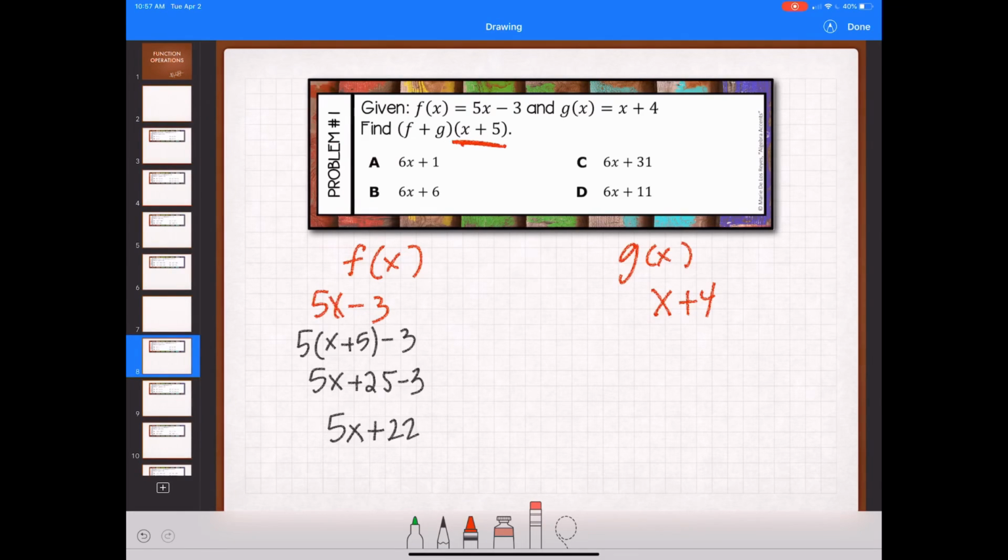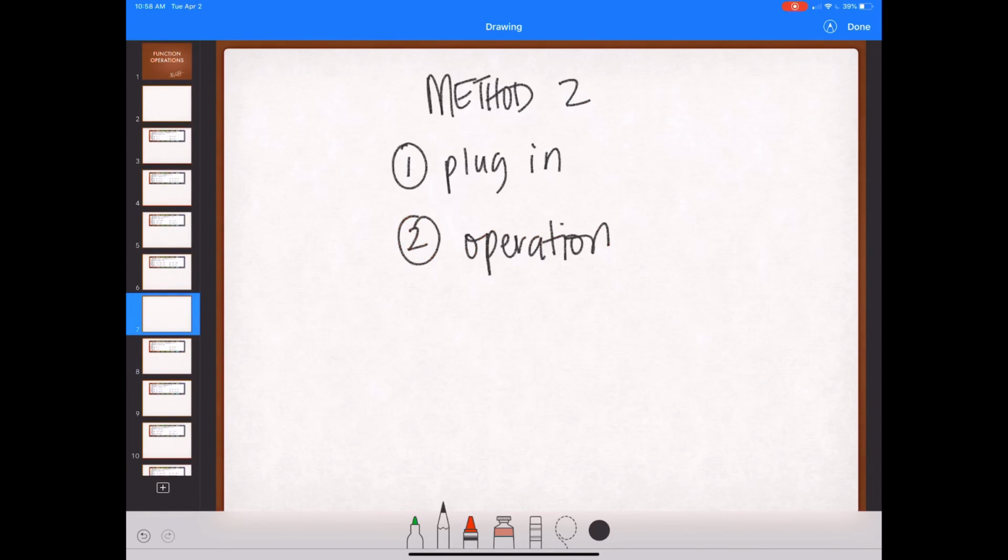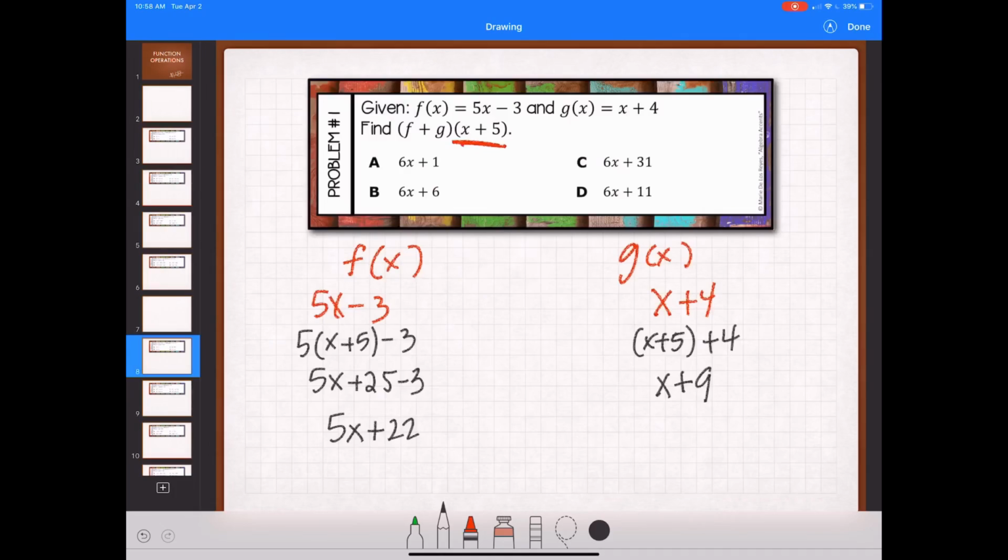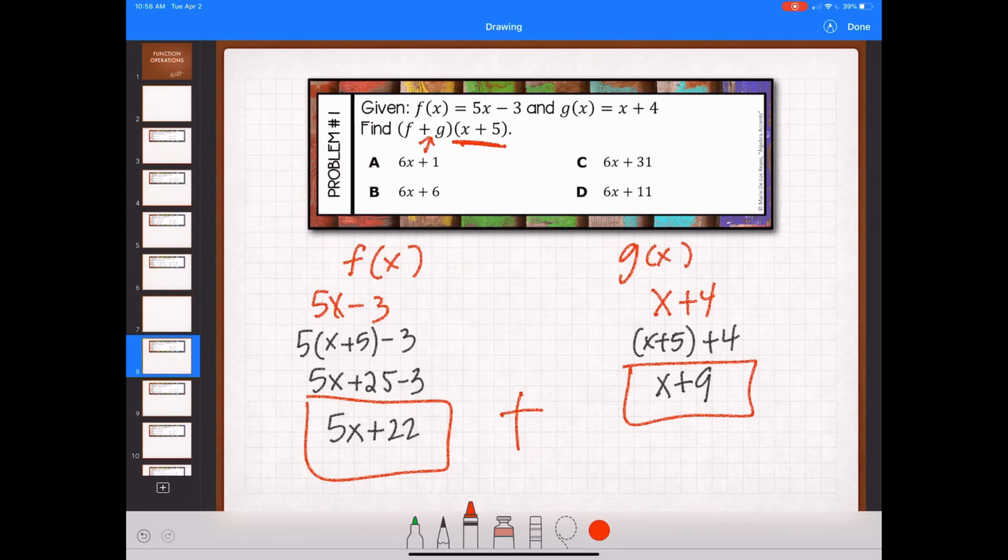Then I'm going to do the g, so input x plus 5, and then plus 4, so that gives me x plus 9. Now that I've done the input, step 2 is to do the operation. So the operation here is to add them. So I'm going to take my result from f of x and add it to my result of g of x. So 5x plus x is 6x, 22 plus 9 is 31.